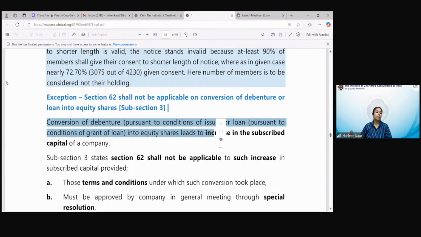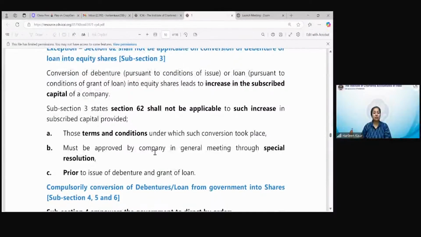Alteration of the memorandum will happen because my authorized share capital will get increased. Section 62 will not apply to such increased share capital conversion if the terms and conditions have been specifically told. Approval has been done by special resolution prior to issue of debentures or granting of loans. It says where you were issuing the debentures, so it is talking about convertible debentures. Where it is a convertible debenture and you have already told them that after a certain period your debentures will be converted into equity shares, then there is no need of passing the SR while you're converting.